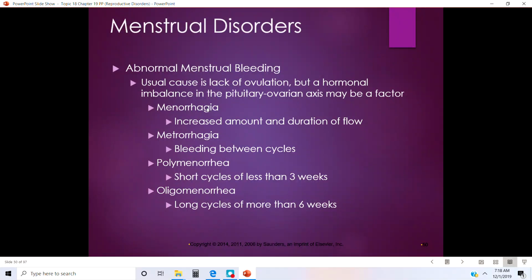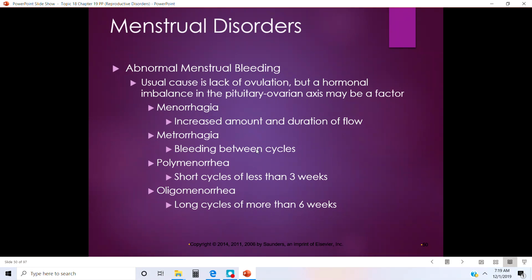Just a couple other definitions I want to give you related to menstrual bleeding. Let's go over these terms. Menorrhagia, this is an increased amount and duration of flow, right? We'll actually use this term in future lessons when we look at some different conditions. So menorrhagia, right? Increased amount and duration of flow. Metrorrhagia is bleeding between cycles, right? So you have a normal cycle, now you have extra bleeding in between.